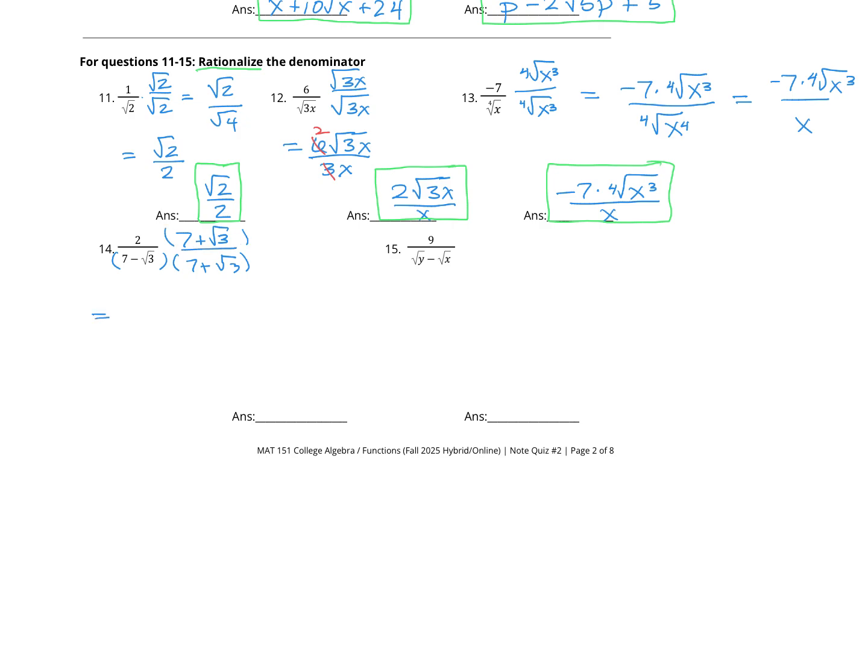Now we distribute the 2, so 2 times 7 is 14 plus 2 times the square root of 3 for our numerator. Down below, we will FOIL this time around and show you how things simplify down. 7 times 7 is a 49. We're going to get plus 7 square root 3 minus 7 square root 3 minus the square root of 9. And you will notice that those two middle terms are going to cancel out, and they do that every time we multiply by the conjugate.